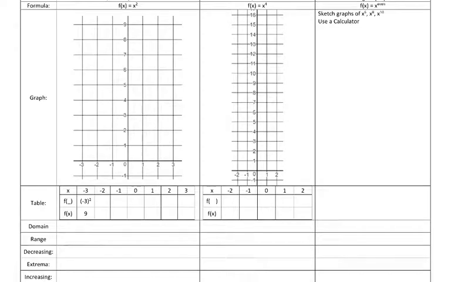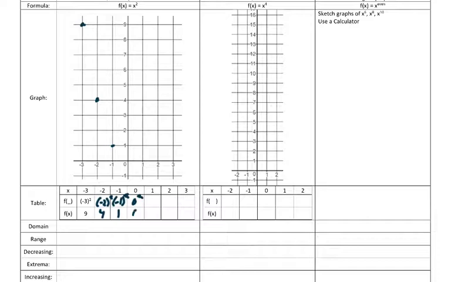When I input -3, -3 squared is 9 because a negative times a negative is a positive. Plotting that point, I've got (-3, 9). The next input value is -2. -2 squared is -2 times -2, which is +4. Inputting that value puts it right there. -1 squared is +1.